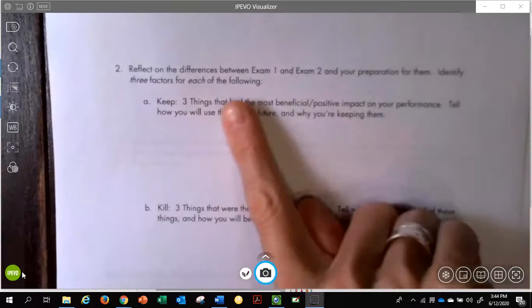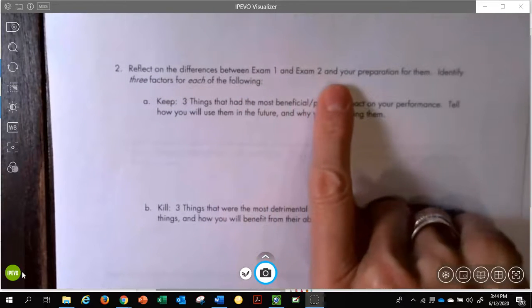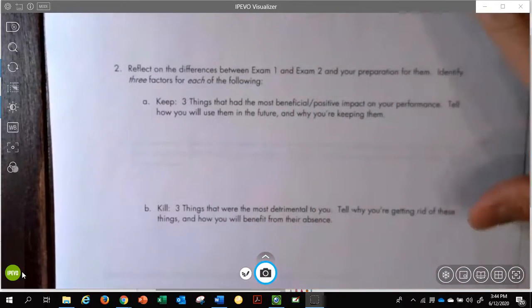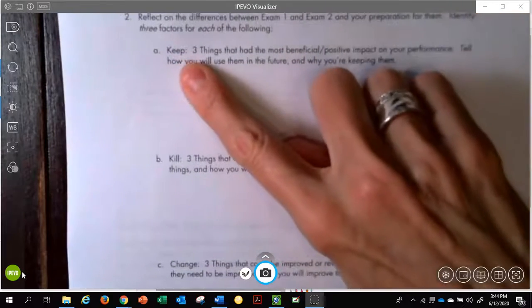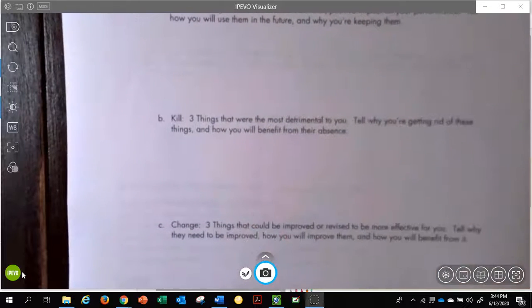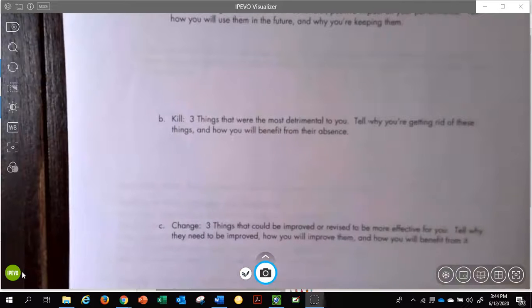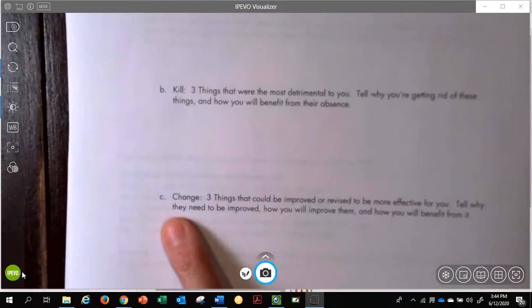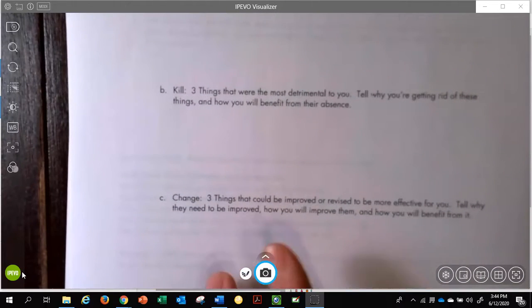But this is really cool because this is saying between exam 1 and exam 2. You can use it for that, you can use it how you want, but it gets you to write down, what are some things that I do that I want to keep? And what are some things that I'm just going to get rid of, I'm going to kill them off here. And then what are some other things I want to change? You know, I kind of do this, but it'd be better if I did it this way.